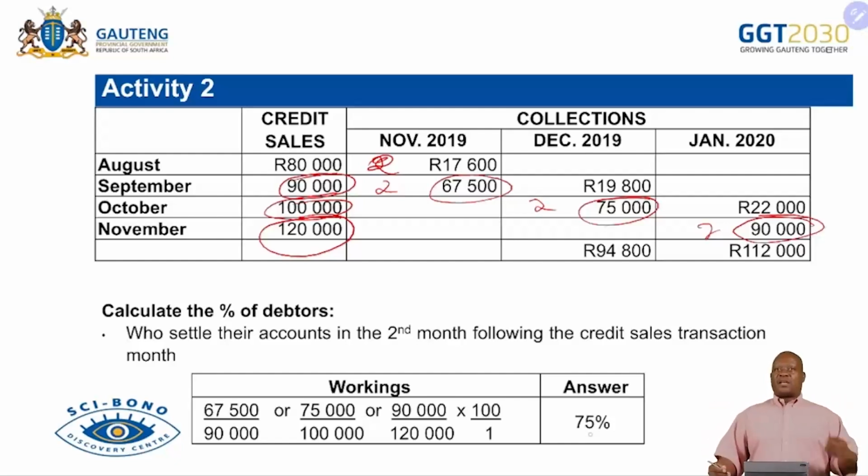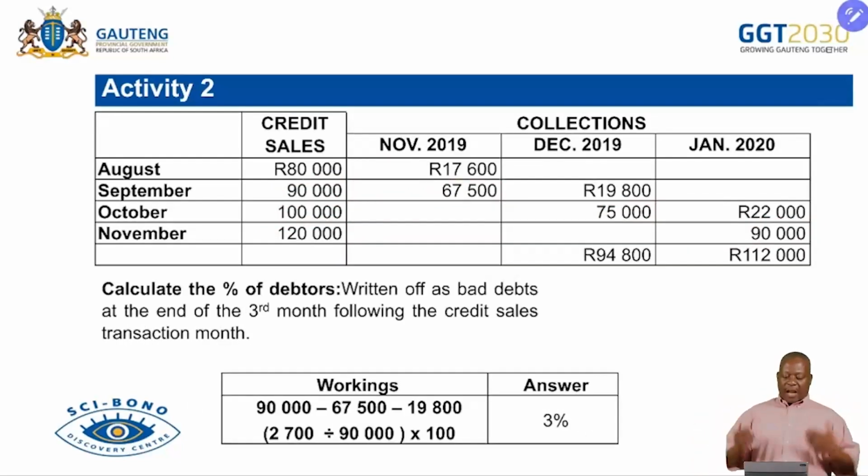So it means our thing is a person buys in November. The person is not paying in the first month, is not paying in the second month. In November, in December, it's only paying in January, which is the second month. So it's skipping a month in between. Not paying in the month of sale, not paying in the first month after sale, only paying in the second month after sale.